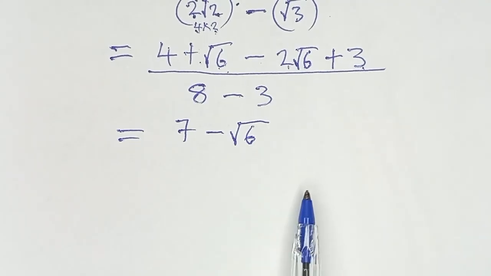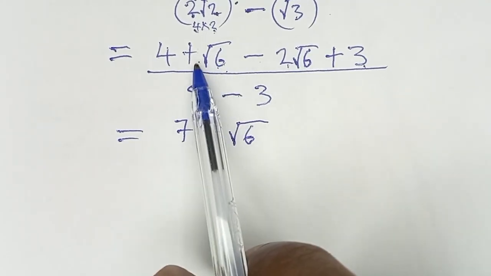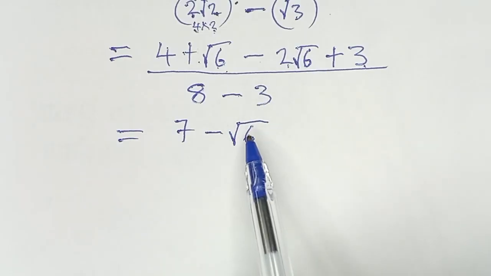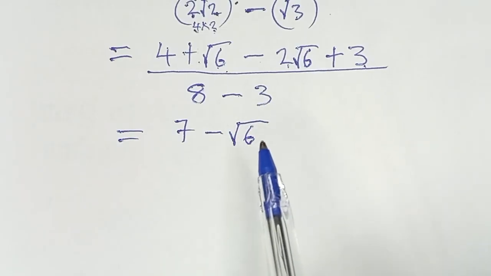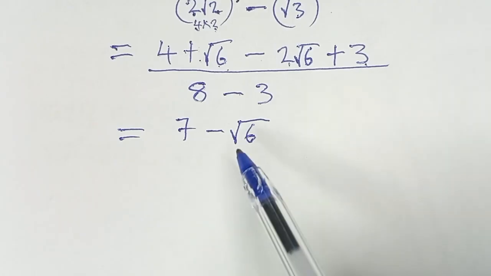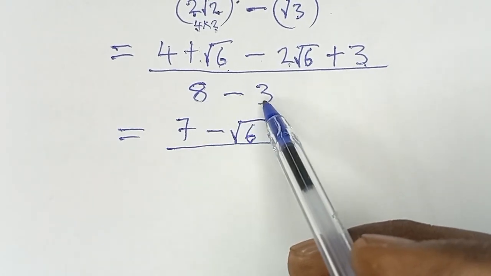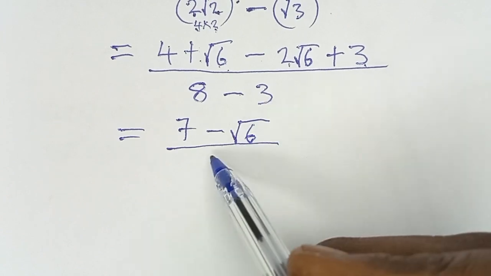So it's just like when you're adding plus x minus 2x, and then you get minus x. So that is the simple way to look at it. And then all over 8 minus 3 is 5.